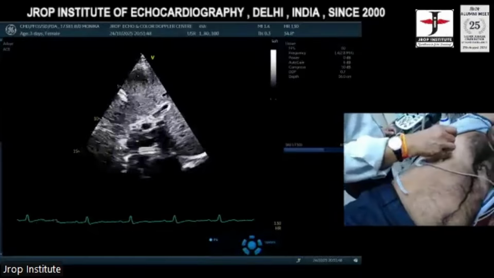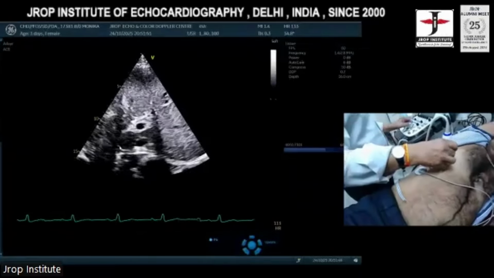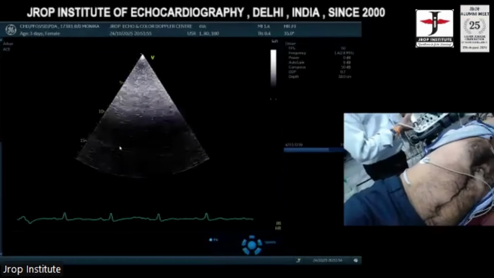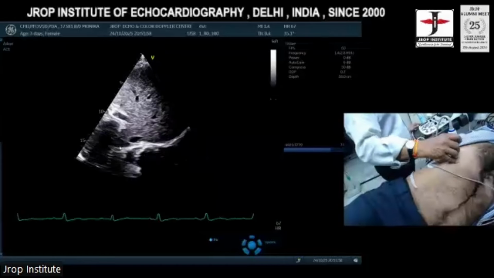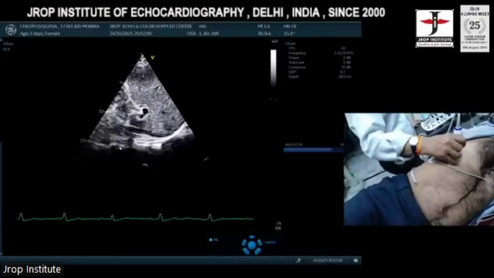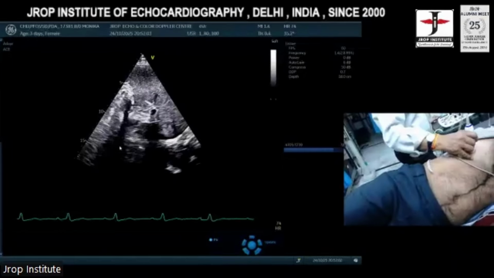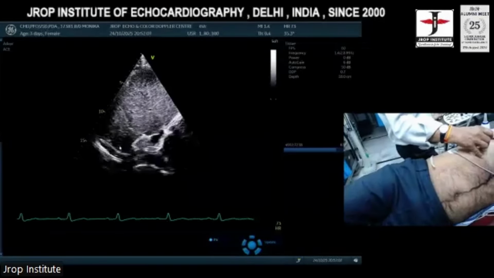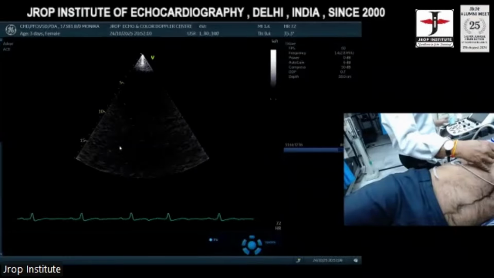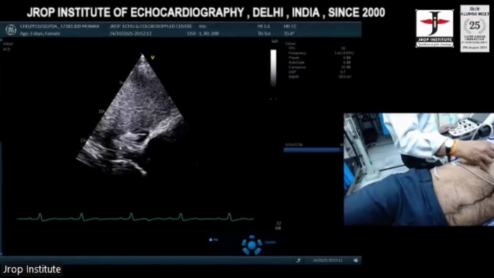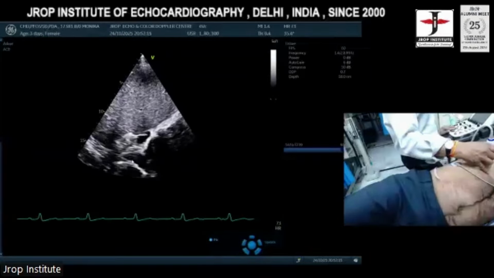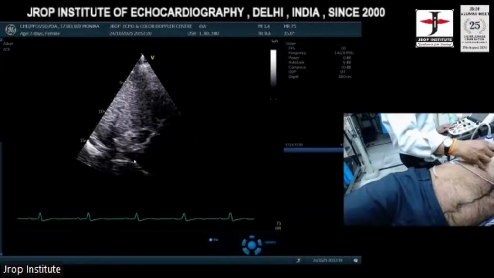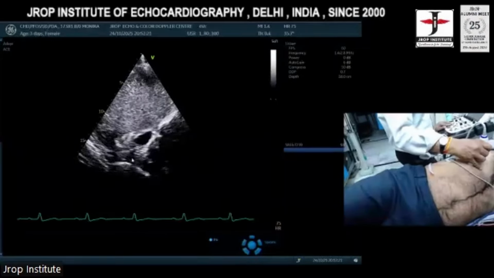If I can see the hepatic veins, I'll try to look at my heart shadow first. See my heart shadow. So here is my IVC. This is my IVC over here. This is my heart. This is my IVC. So I can look at my IVC here also.